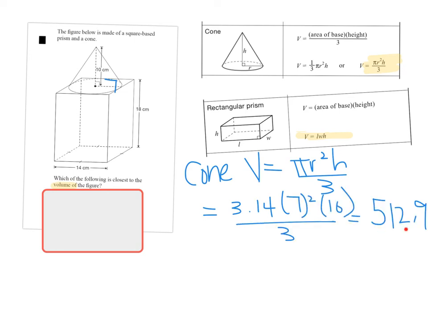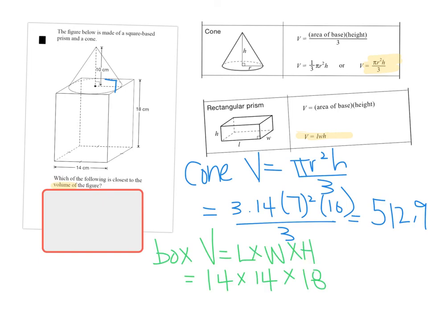The volume of the cone is 512.86 repeating, so I made it 512.9. Now I'll do the box. As I'm filling in my length, width, and height, I notice that I've been given the length and the height, but this one hasn't been given. However, these little strokes on the side lengths mean that they're equal. So this is 14, and this is 14, and the back is 14, and the side is 14.